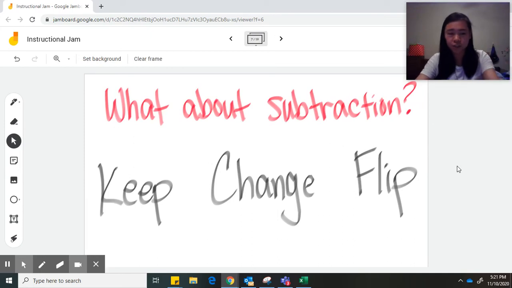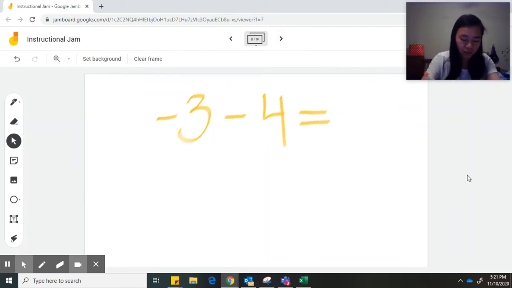All right, what about subtraction here? What do we do about subtraction? For any subtraction, I want you to think keep, change, flip. Somebody said that it was close to KFC, but it's KCF, not Kentucky Fried Chicken. We're going to keep, change, and flip our problem. What does that mean? Let's take a look at this.